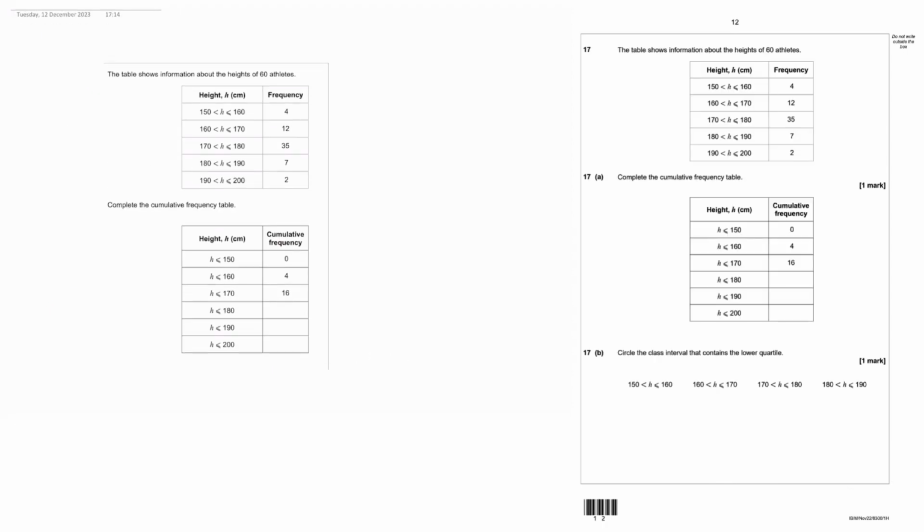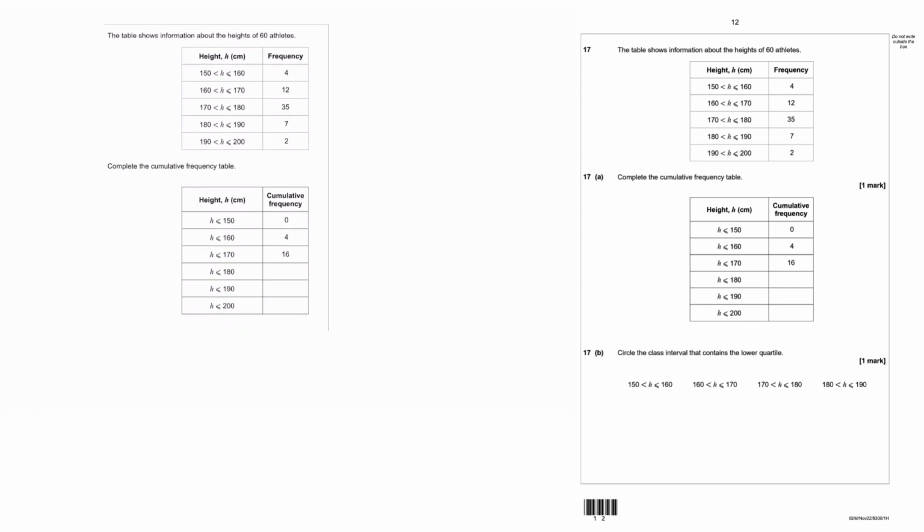So for question 17, we're told that the height of 60 athletes is recorded and put into this frequency table. And what we want to work out is the cumulative frequency. So cumulative frequency is just a running total up to a certain point. So we can see for h, or height, equal to or less than 170, that's just the total number of people below that point.